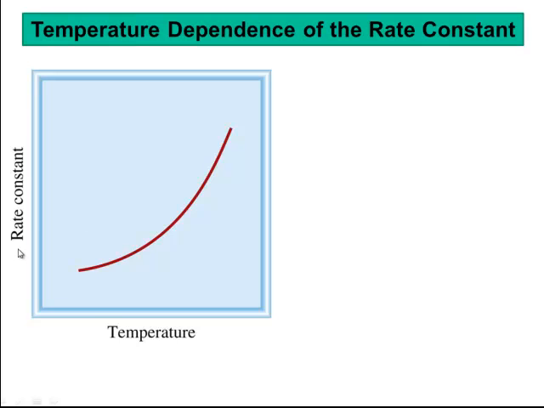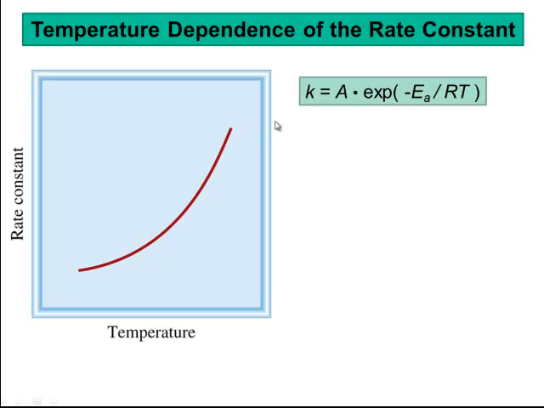So have a look at this graph. This is a graph of rate constant versus temperature, and as you all can see, the rate constant increases with increase in temperature exponentially. So this is the mathematical expression which relates rate constant with temperature, and it was derived by Arrhenius. And as this equation was proposed by Arrhenius, it is called Arrhenius equation.